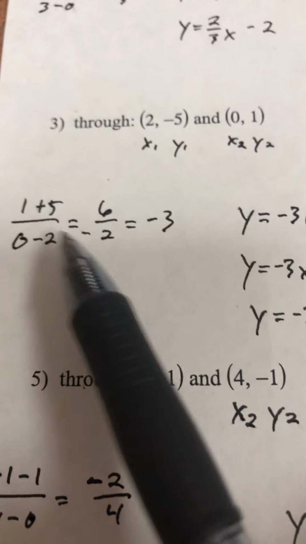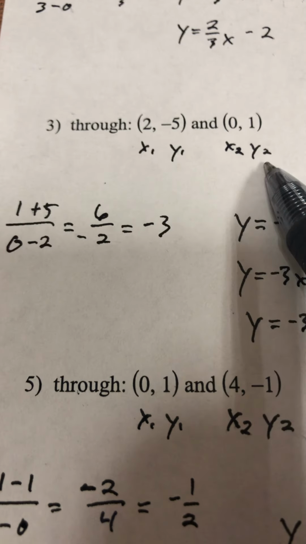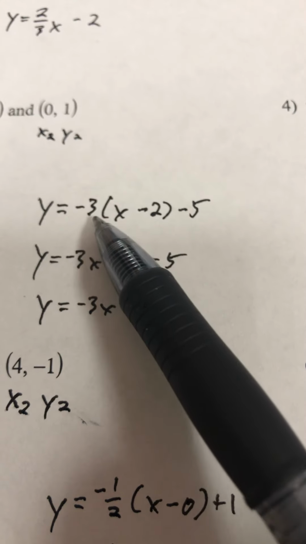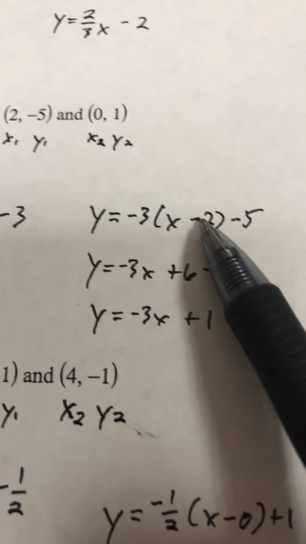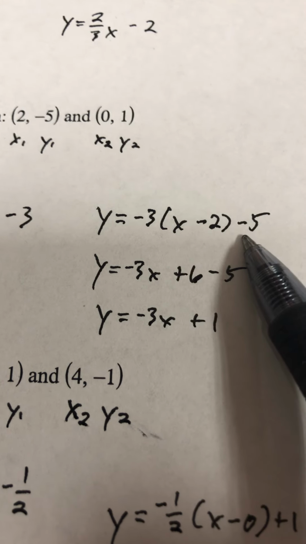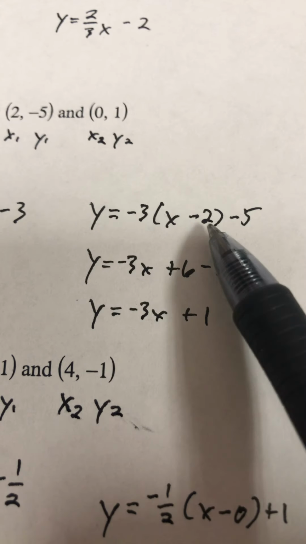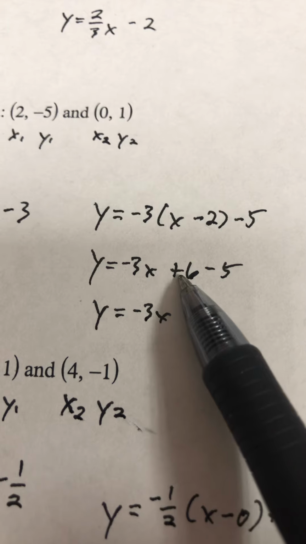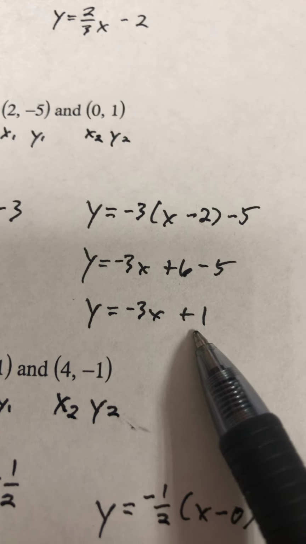I do the same thing for 3. I figure out the slope. Here I am figuring out the slope with my x1 and y1, x2, y2, and I end up with -3. And then I plug in my -3 to the point slope form, and I use my x1 and my y1. -3 times x is -3x. -3 times a -2 is a +6. And I have my -5 here. I put my +6 and -5 together and get a +1.